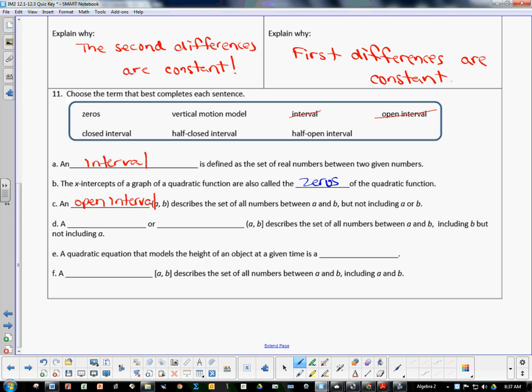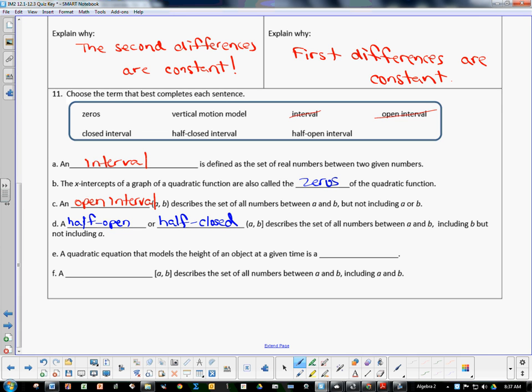It says here, and this one is also a kind of giveaway. We have a blank or a blank, and notice, parenthesis and a bracket. Parenthesis bracket describes the set of all numbers between A and B, including B, but not including A. Those are half closed interval and half open interval. So, all right. Half open, right? And half closed.